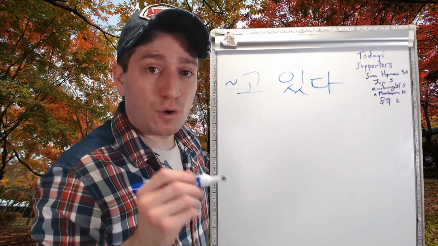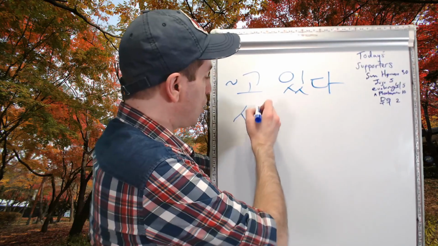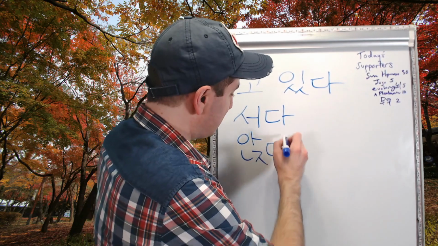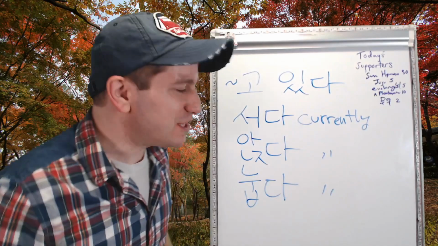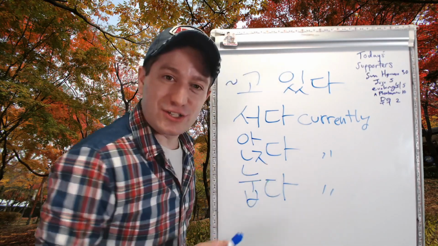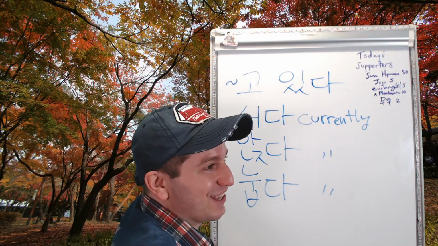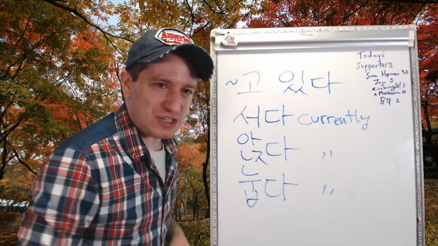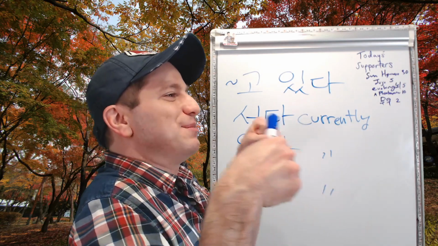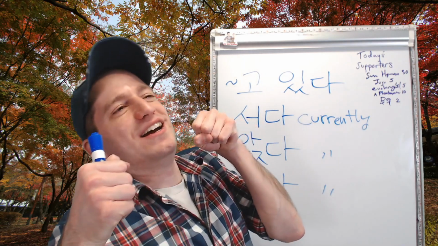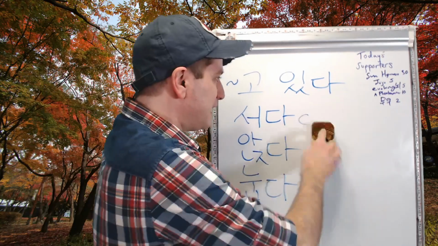Do not use this form 고 있다 with the verbs 서다, to stand up, 앉다, to sit down, or 눕다, to lie down. So if you said 그 사람은 앉고 있어요, that's like they're sitting down in their chair. So if you said 눕고 있어요, that's like, oh, they're currently lying back on bed, like they're slowly pulling their blanket over and they're like moving very slowly, getting into bed.